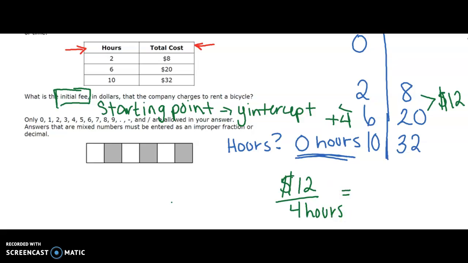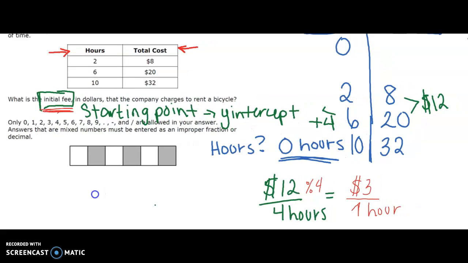But I don't want to know how much they charge every 4 hours. I want to know how much they charge for 1 hour. So if I divide both of these by 4, that gives me $3. And if I divide the bottom by 4, that gives me 1 hour. How much are they charging per hour? $3. But that's not asking me how much they're charging me per hour. It's asking me what's the initial fee.